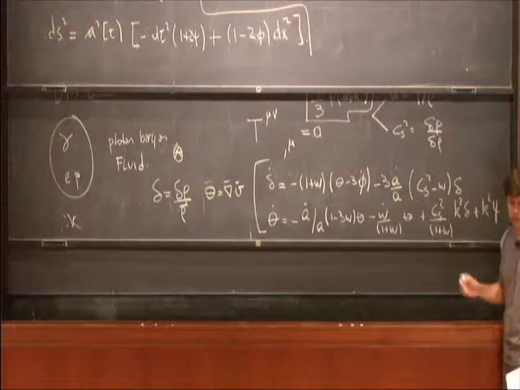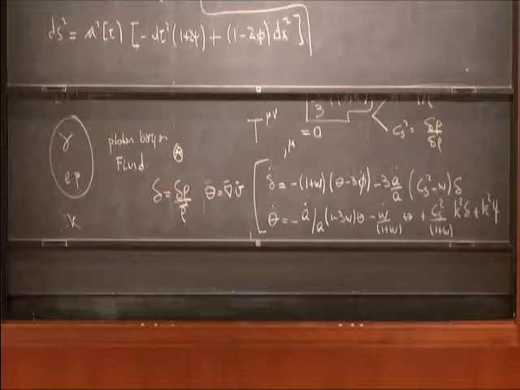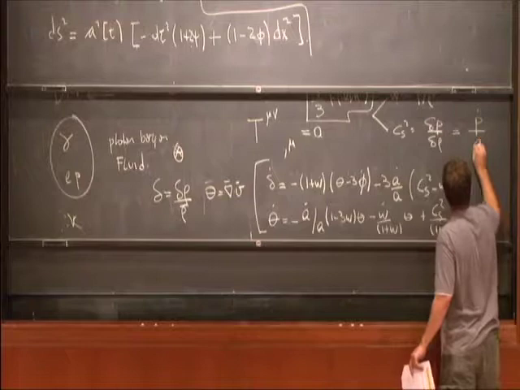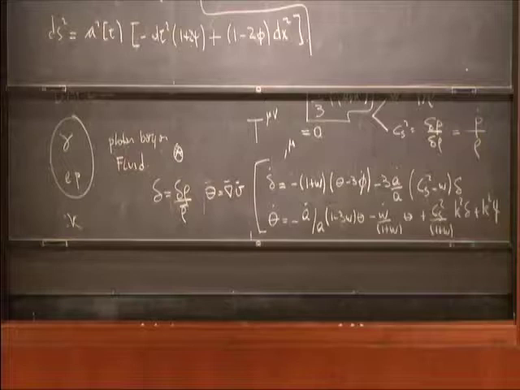Yes? Could you comment? Sometimes you write c_s squared as P dot over rho dot. Yeah. And sometimes that's the same, and sometimes it's not the same. Yes, so there is this formula usually used. Good.